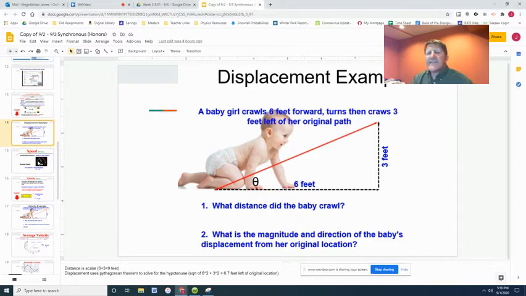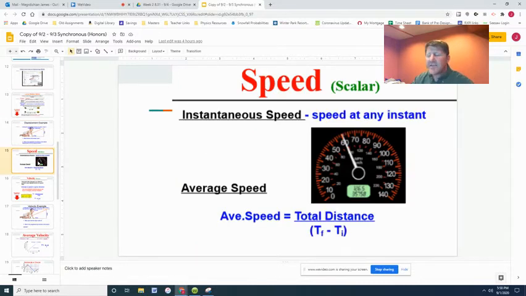So that's going to bring us into speed. And speed is something we talk about all the time. I was driving in my car and I was going 20 miles per hour. So speed, the S, is a scalar. We're just talking about the magnitude. So it's easy to remember that speed is a scalar because S for speed, S for scalar.